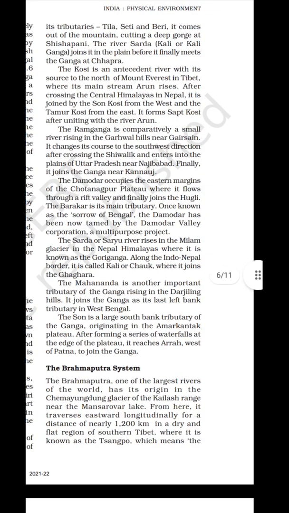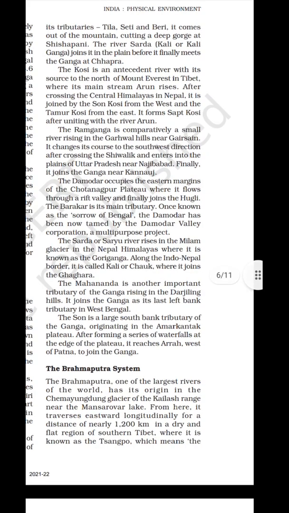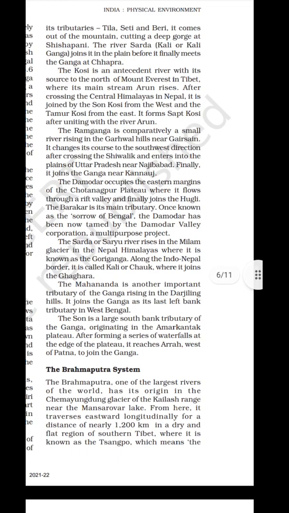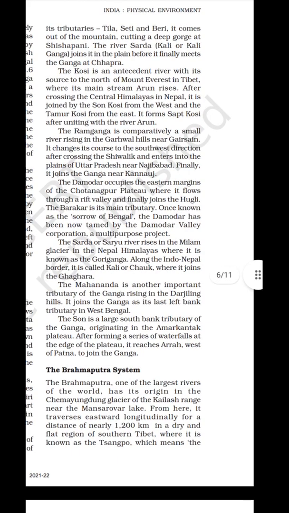The Ramganga is comparatively a small river rising in the Garhwal hills near Gairsain. It changes its course to the southwest direction after crossing the Shivalik and enters the plains of Uttar Pradesh near Najibabad. Finally, it joins the Ganga near Kannauj.